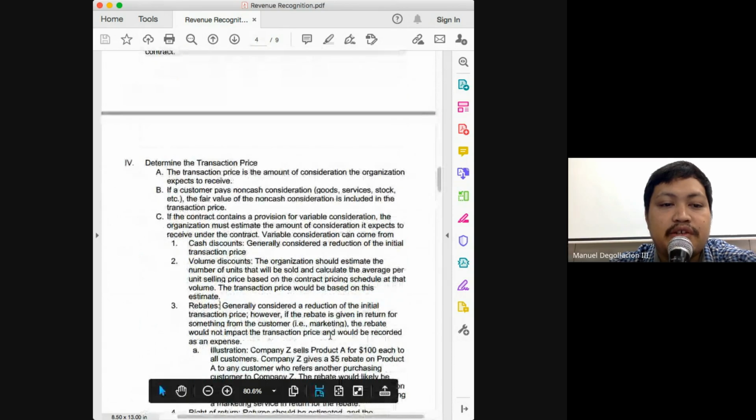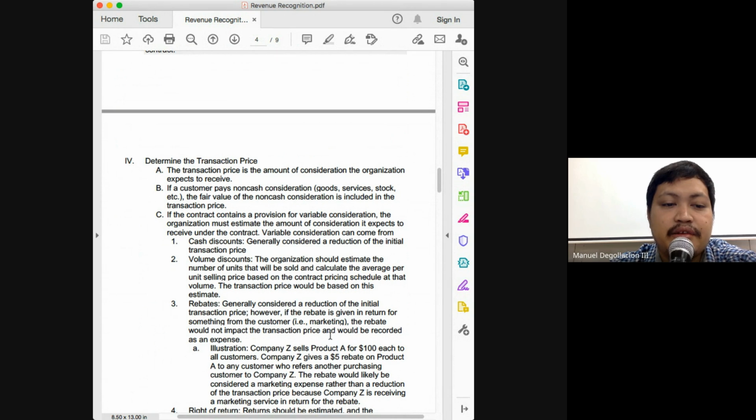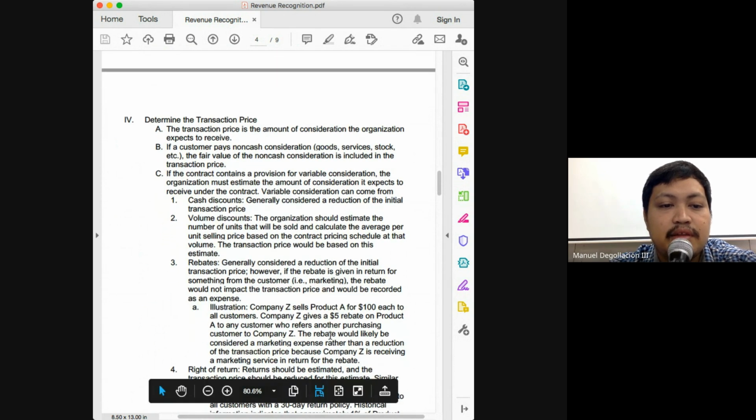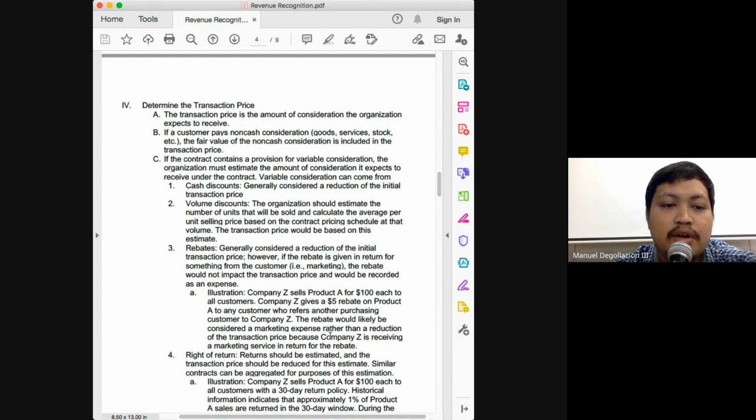Then for determining the transaction price, class, if you go to letter C, if the contract contains a provision for variable consideration, the organization must estimate the amount of consideration it expects to receive under the contract. And if there are discounts, then they must be deducted in determining your transaction price. But again, another important takeaway, class, is the treatment of your rebates. That's number 3 under letter C. Okay, what's the treatment for rebates? Again, if you have one takeaway for determining the transaction price, let it be rebates, class. What's the rule for rebates?